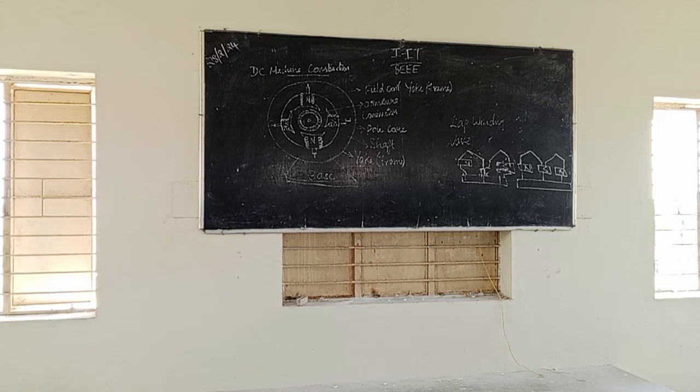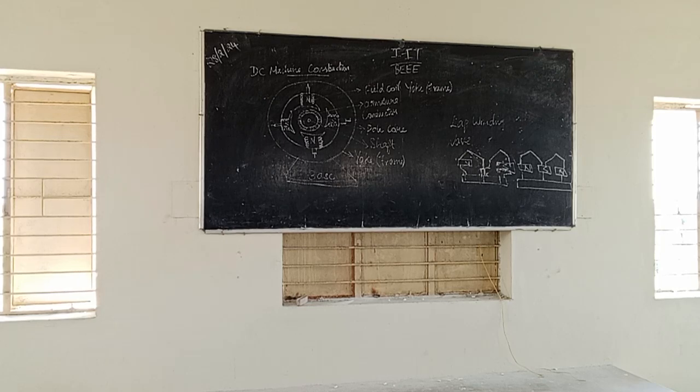Next what you have to know is the field system. What is the field system doing? It produces the magnetic field. Whenever the direct current input is given to the DC motor, it has to be converted into some sort of energy. So what is going to happen inside? Some magnetic field is going to be generated. That magnetic field is produced by whom? The field winding.